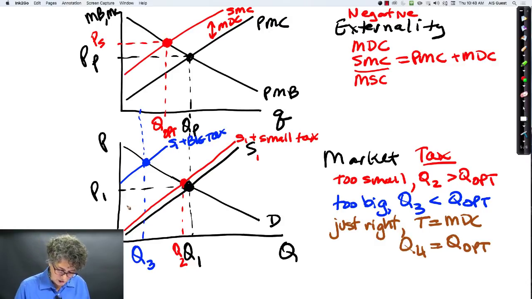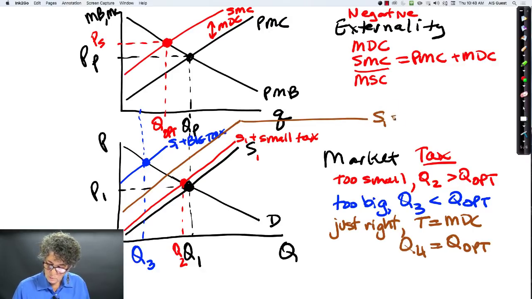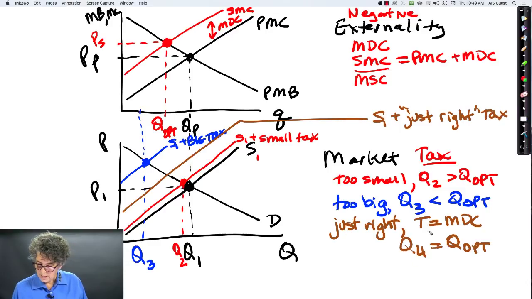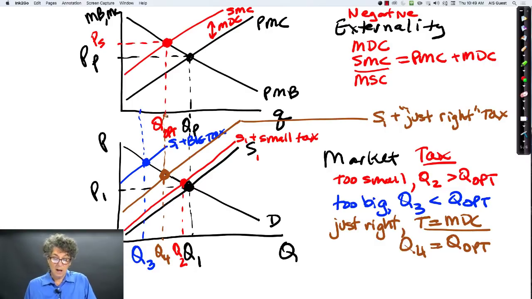So if I shift my supply curve, I've got a lot of labels here. Let me pull this label over here. This is S1 plus a just right tax, where that just right tax is equal to the marginal damage cost. In that case, the market's going to generate a quantity Q4. That's exactly equal to the socially optimal quantity. The product is going to be sold at a price P4.